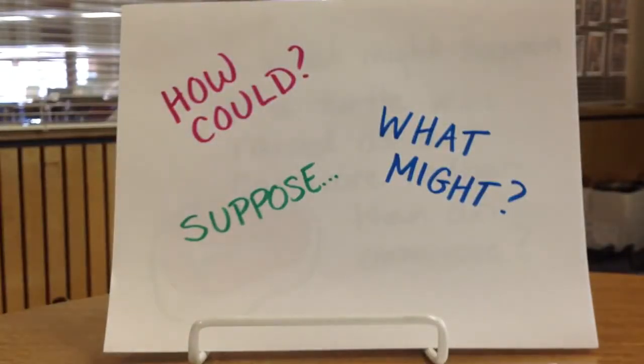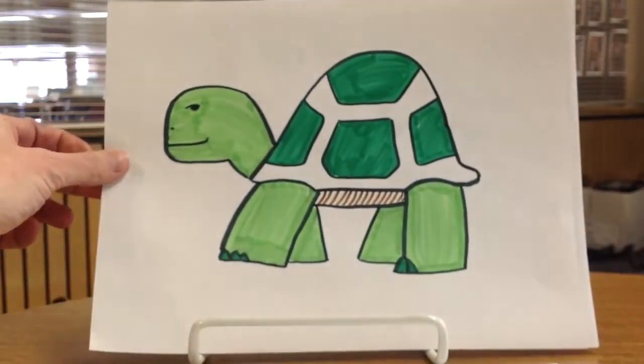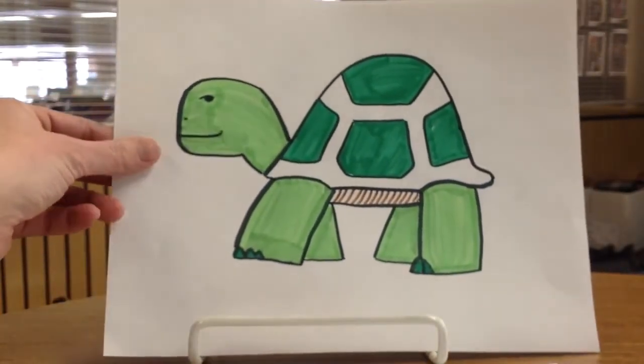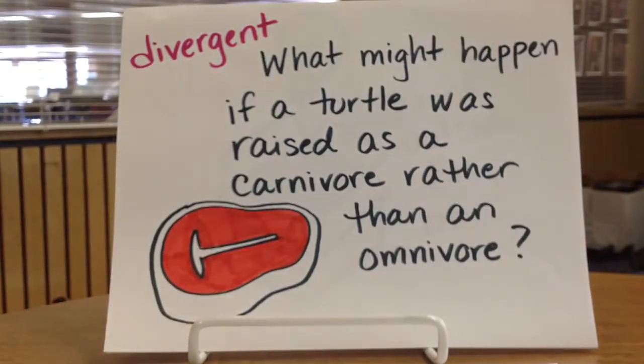Divergent questions, or open-ended questions, begin with phrases such as how could, what might, or suppose. So let's go back to our turtle again. If we take our convergent question of what does a turtle eat and presto chango make it divergent, we could ask what might happen if a turtle was raised as a carnivore rather than an omnivore. Notice I'd have to do a little more research on my convergent question as background to learn what turtles eat first, which then leads me to create a divergent question and seek out even more information.